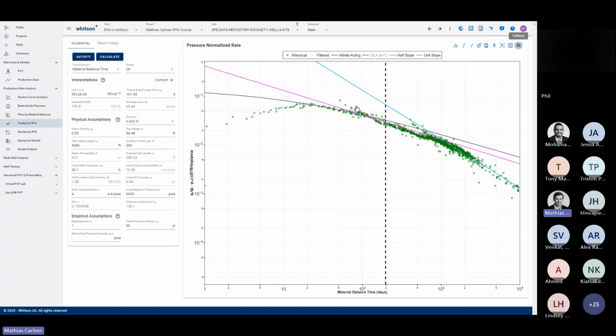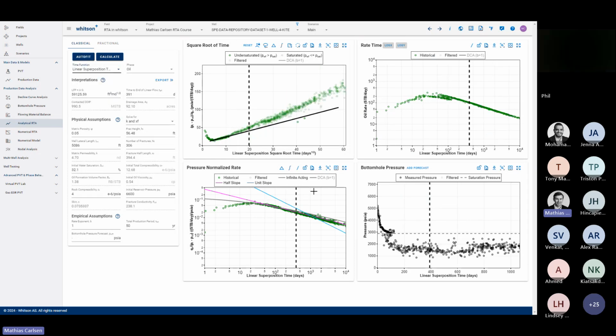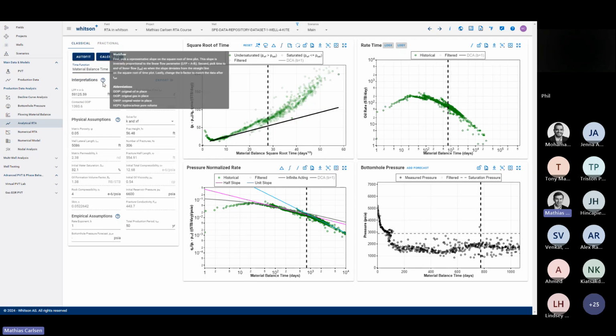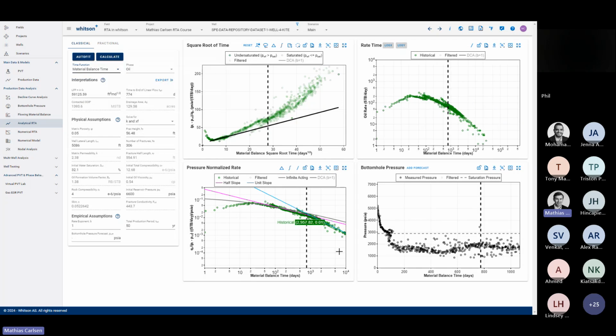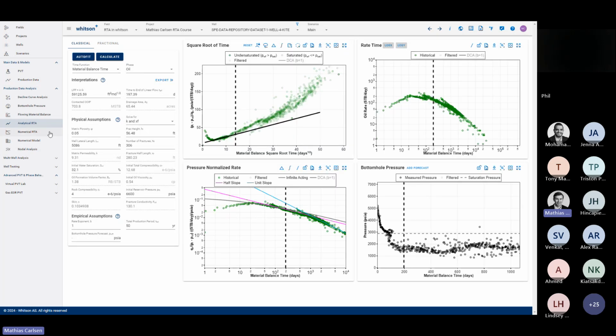But again, remember that I'm plotting everything in material balance time. So if I did linear superposition time, you'll see kind of the same thing going on, that it would drag out these data points in time. So just keep that in mind when you're looking at this, that boundary dominated flow in material balance time will make a lot of the bogus data points look like they're in boundary dominated flow. So I'm not going to make my final interpretation before I've gone into numerical RTA.